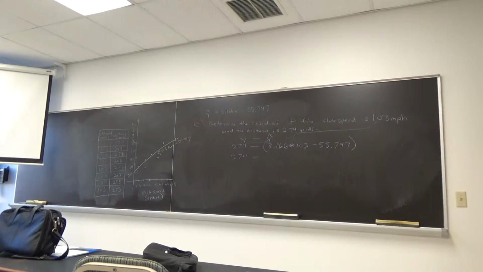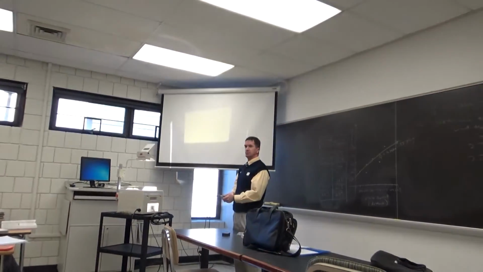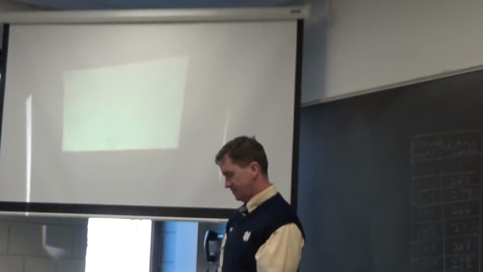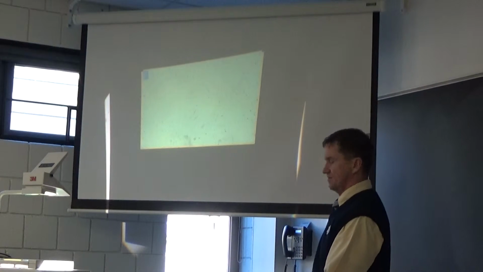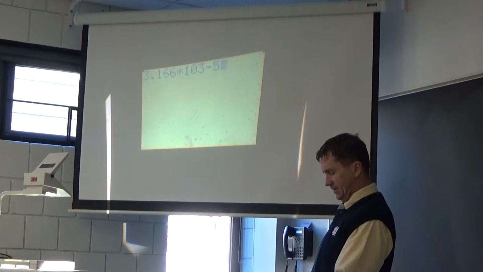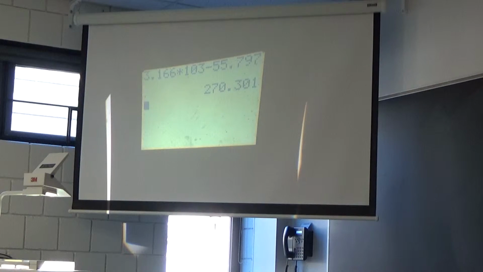Well, there's two ways to do this. One way is manually, right? I'm going to do the second part first. I'm just going to do a blank screen. Look, blank screen. I'm just going to type out, what is this number right here? I know it's close to 274. It's right near it. So I'm going to do 3.166 times 103 minus 55.797. And what do I get? 270.3. Very close to this.